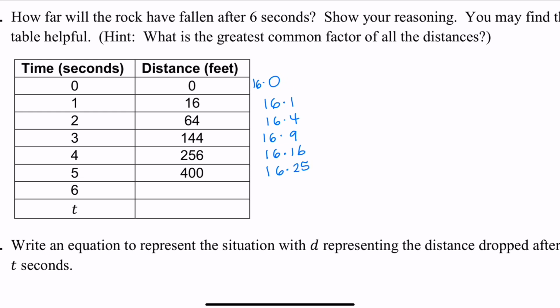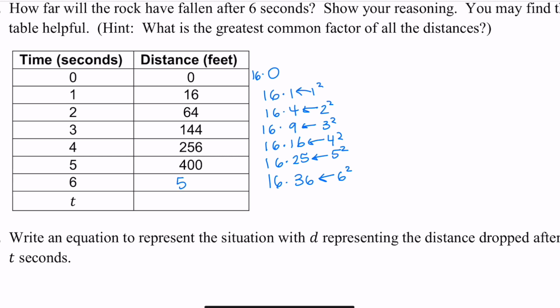Now, do you see a pattern here? First, we have 1 squared. Here we have 2 squared. Here we have 3 squared. Here we have 4 squared. And here we have 5 squared. So after 6 seconds, it would be 16 times 36, which is 6 times 6.